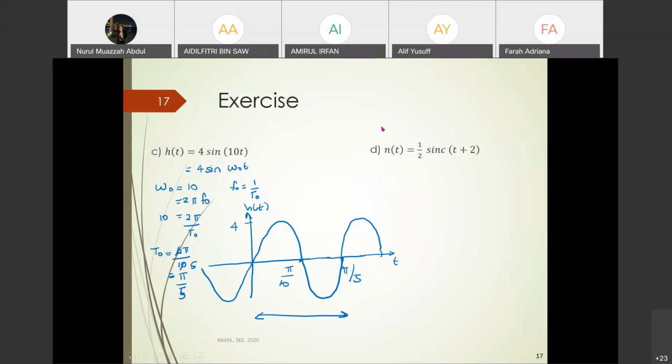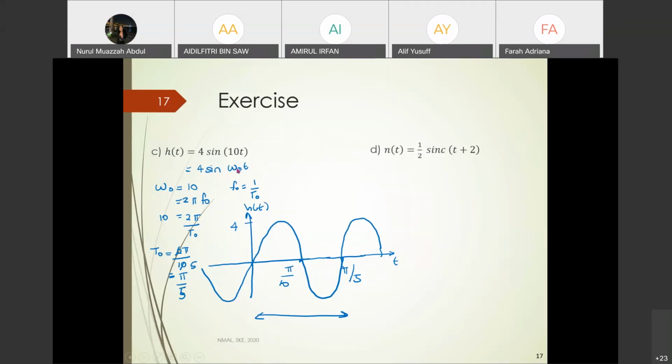If this is cosine, then you will need to draw this peak starting from zero. You need to differentiate. You know how to plot sine and cosine. You need to be able to differentiate between these two signals.